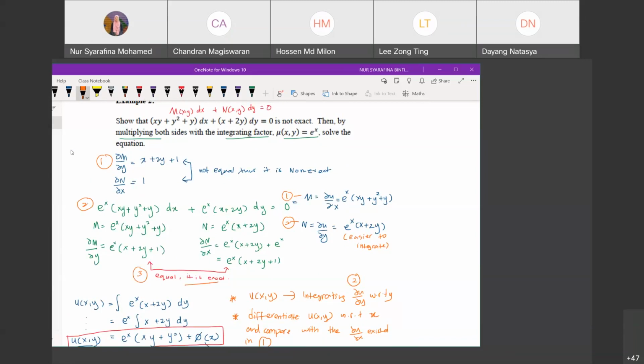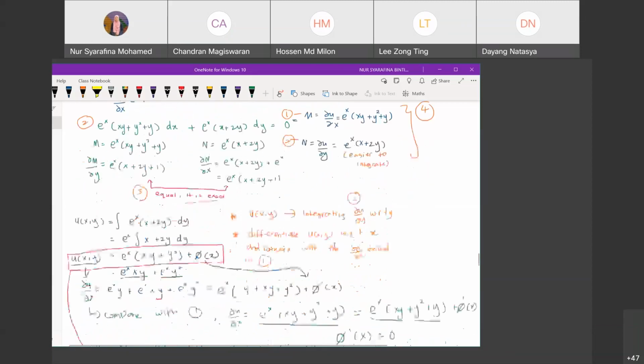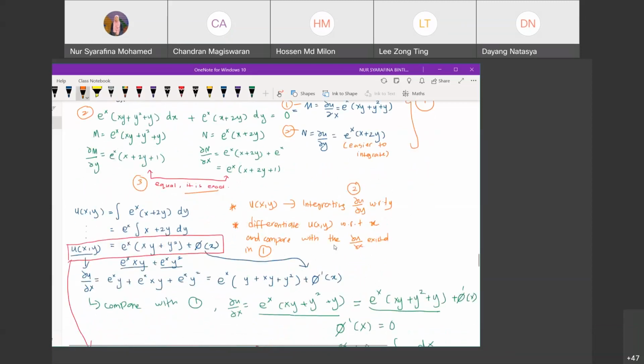Once they are equal, the next process is where M equals del u del x, N equals del u del y. So from here, what you need to do is to find u, where you just need to integrate one function between those two functions. When you integrate, you obtain your u.